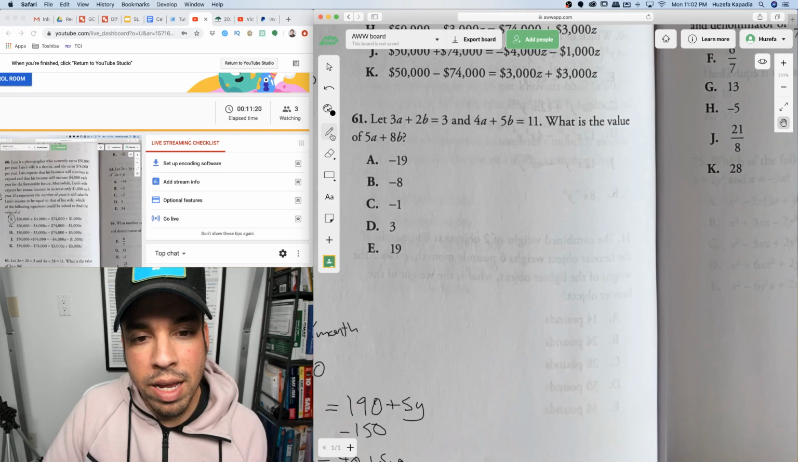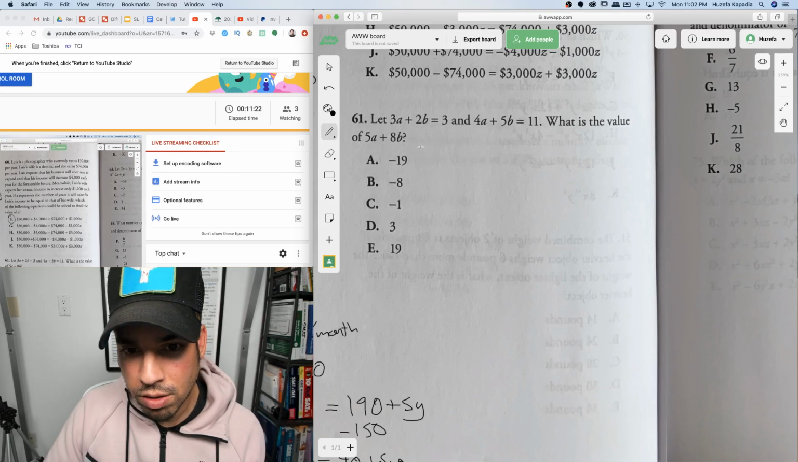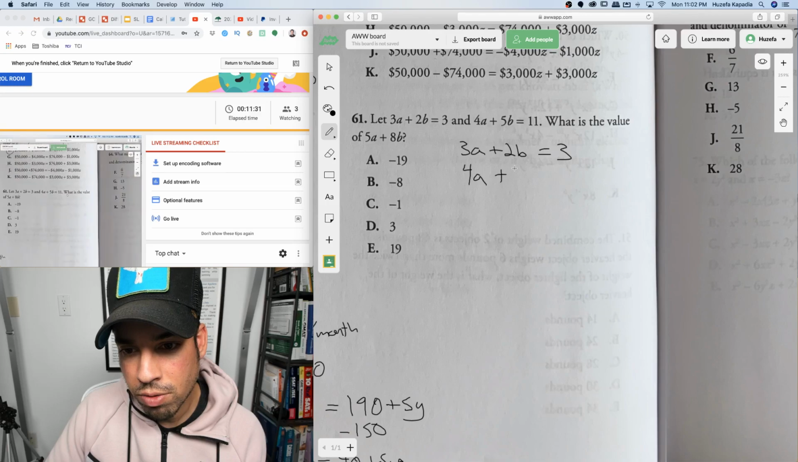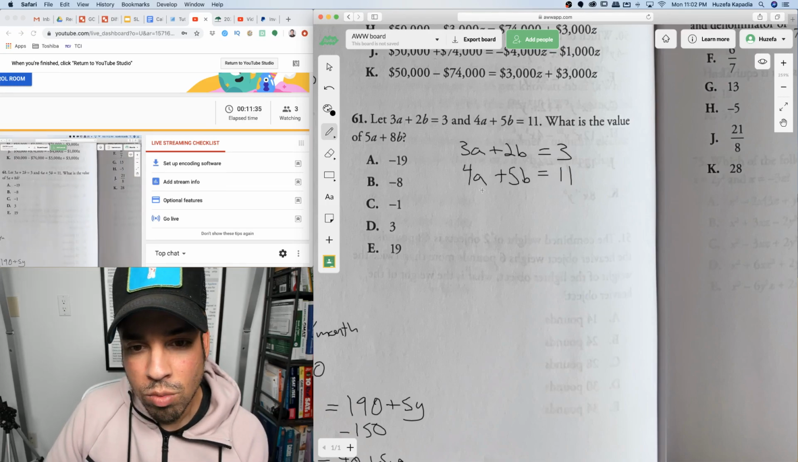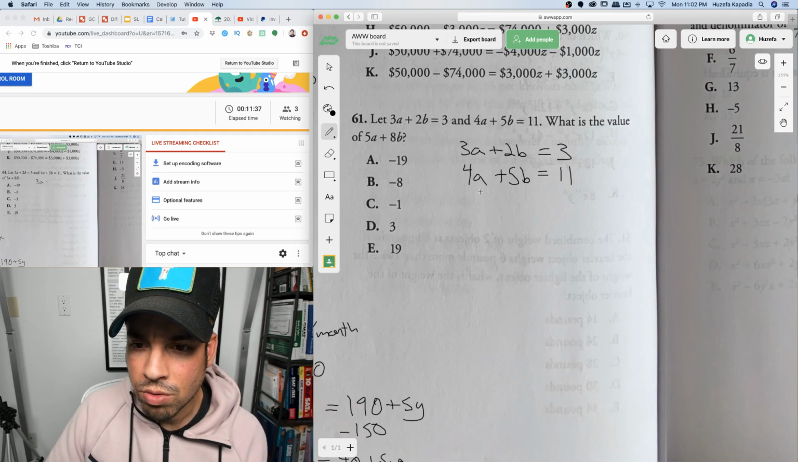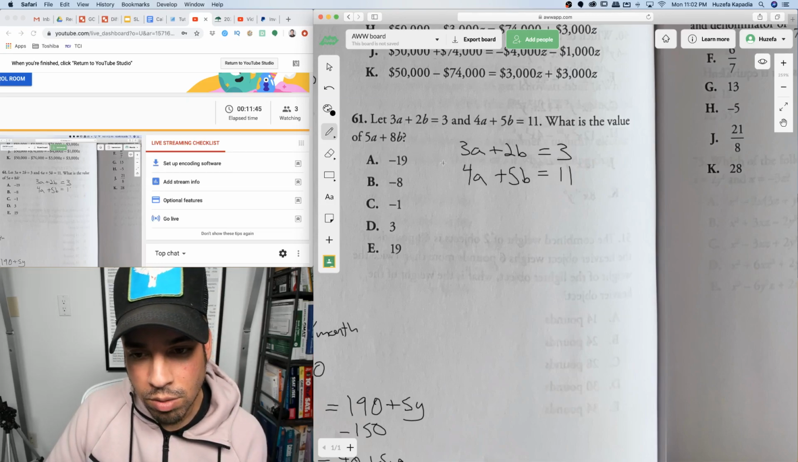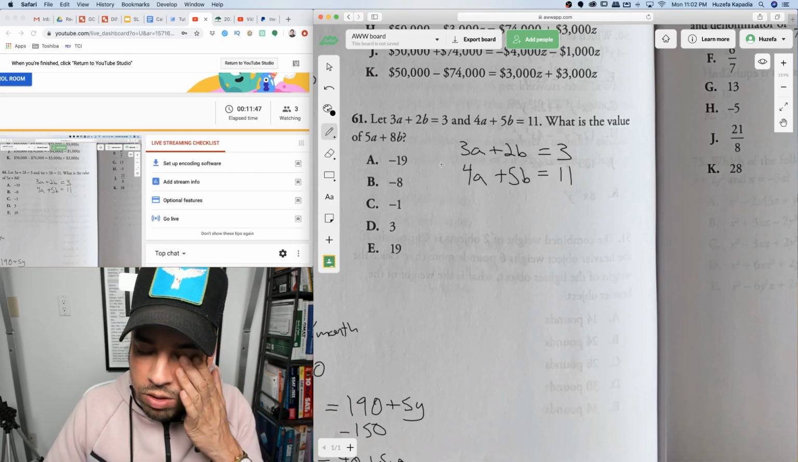Let 3a plus 2b equals 3. And that, okay, what is the value of 5a plus, okay, system of equations. Normally, we would maybe use elimination to actually solve for a and b, but they don't want us to do that. They had a question like this on the recent SAT. Let me think about this for a second. Oh, the numbers aren't great. So I was thinking we don't need to solve. If we can get 5a plus 8b, then we're good. Actually, maybe we can. Let me think about this for a second.